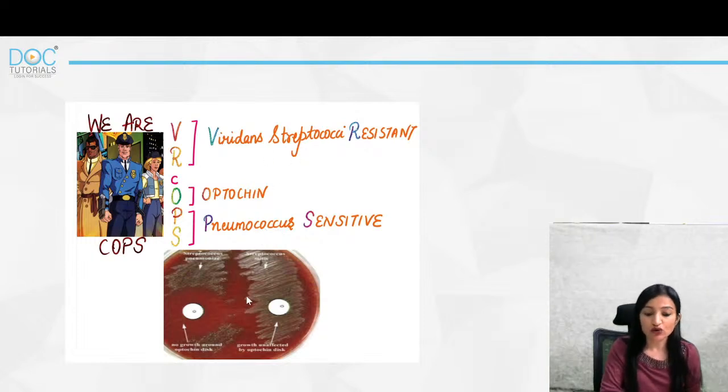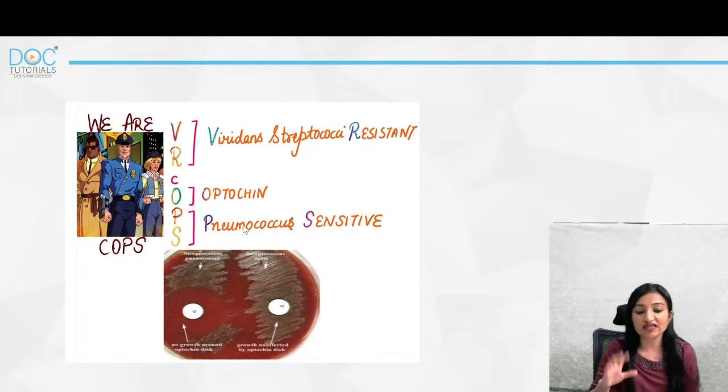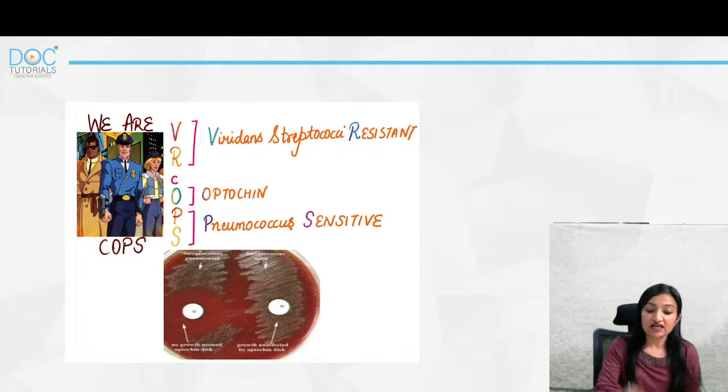Over here we can see one blood agar plate, and the method to differentiate between these two organisms is the optochin antibiotic disc. Now remember, VR COPS. VR is viridans streptococci: V for viridans, R for resistant. COPS: C for nothing, O for optochin, P for pneumococcus, and S for sensitive. So pneumococcus is sensitive, whereas viridans is resistant.